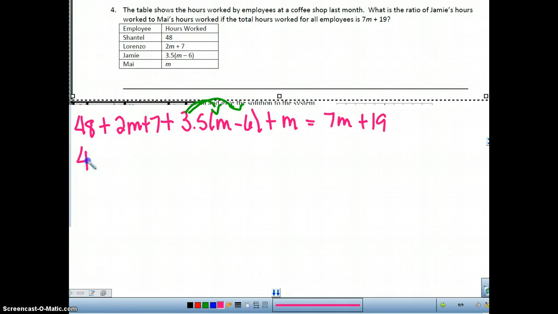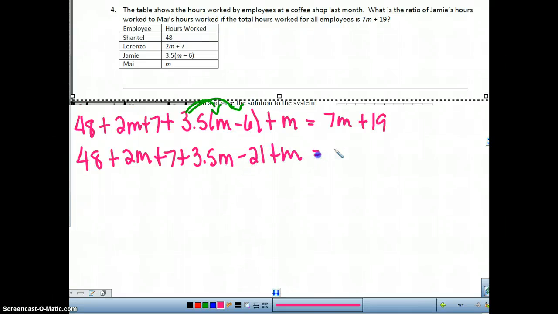So we've got 48 plus 2M plus 7, and then 3.5 times M gives us what? A 3.5M. And 3.5 times a negative 6. Now, if I don't know this off the top of my head, I'm going to get my calculator out because I am allowed to use that this year on the STAR. And I'm going to take 3.5 times negative 6, plug it into my calculator, and what do you get? Yes? Negative 21. Negative 21 plus M, and all of that is still equal to 7M plus 19.